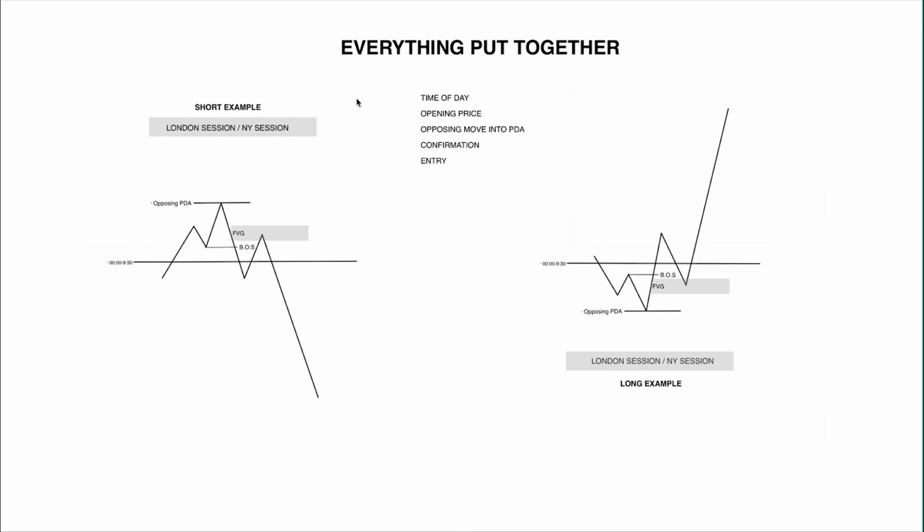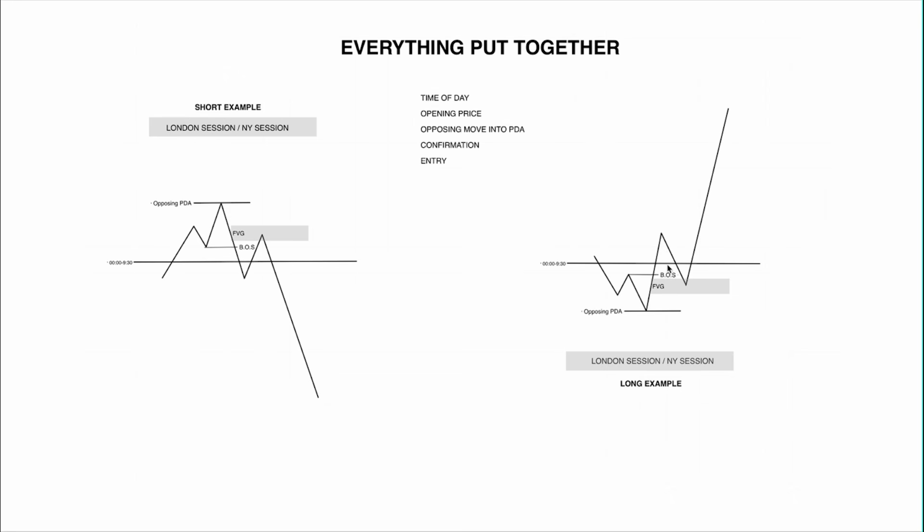So we have our time of day, which is the London session. We have the opening price. We have the opposing move. We want to see that at the right time of day into a key PD array. And then after that, we wait for confirmation that price is actually ready to turn around. We get that confirmation by that break of structure. And once we get that break of structure, we then look for that fair value gap that's formed within the leg that breaks the structure to be able to enter off. And that's the entire framework that I like to use to be able to frame high probability trades.